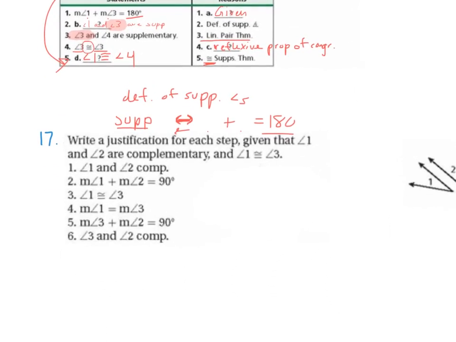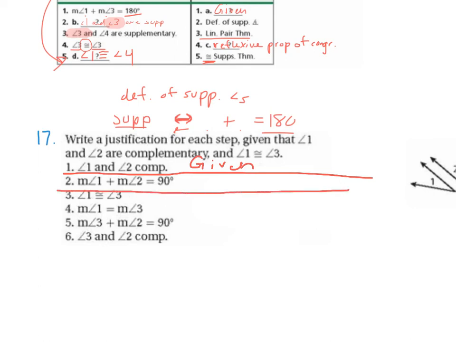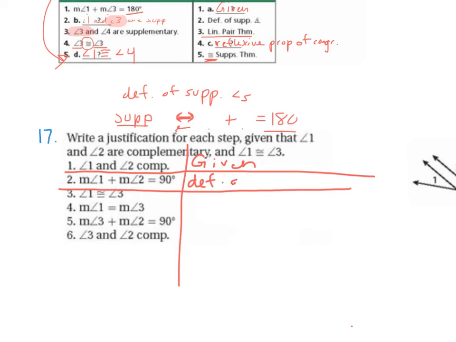Last question. Write a justification for each step, given that angle 1 and angle 2 are complementary, and angle 1 is congruent to angle 3. So angle 1 and angle 2 are complementary. So we just said that this was given. Now we know that angle 1 and angle 2 are complementary, and the next step says that they add and give us 90. This is because of the definition of complementary angles.